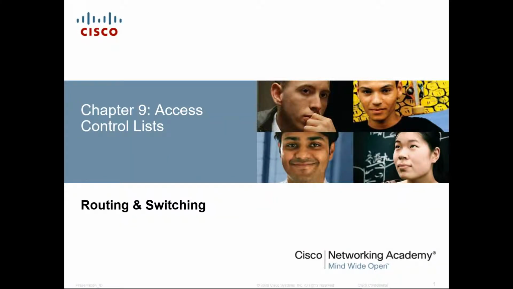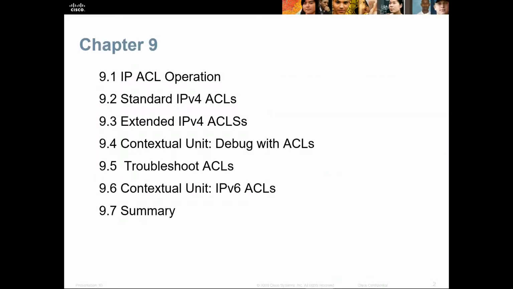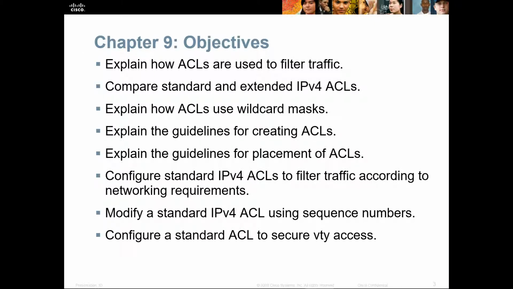So welcome, this is Chapter 9, Access Control Lists for Routing and Switching Essentials. In Chapter 9, we're talking about ACLs, or Access Control Lists, both standard and extended, as well as some contextual troubleshooting and IPv6 ACLs.